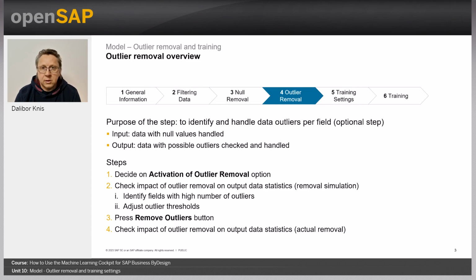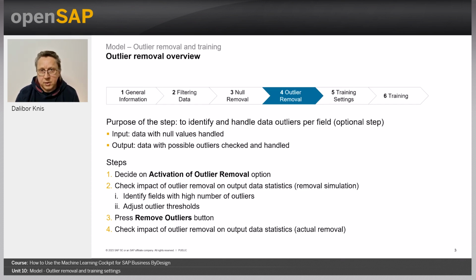Input to this step is data coming from previous steps, which are cleared of nulls. Output of this step will go to the next training setting step and will be used for training the machine learning model. The outlier removal process is typically an iterative process. First, we will see information about the number of outliers, which are determined based on initial settings of outlier thresholds. Since outliers are removed by removing rows that contain them, we need to decide if the overall accumulative impact of removing all outliers from all fields is acceptable.